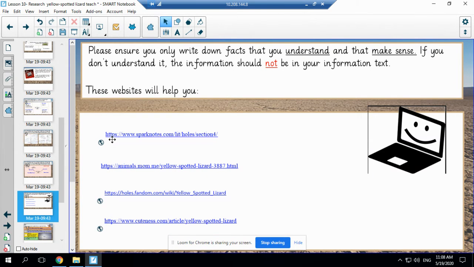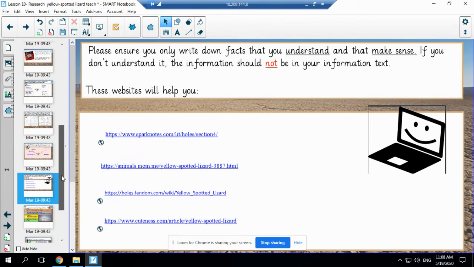Please ensure you only write down facts you understand and that make sense. If you don't understand it, the information should not be in your information text. We have put some websites to help you with your research on this slide.